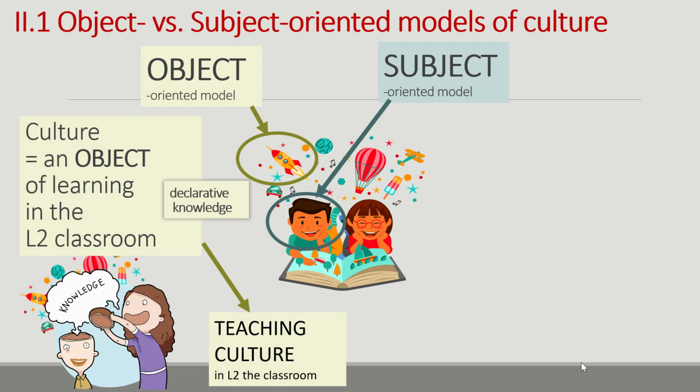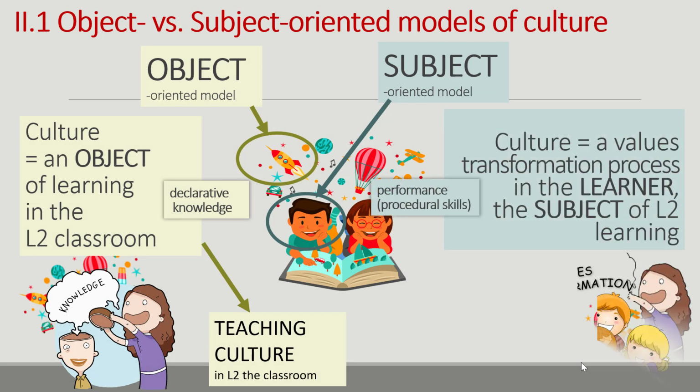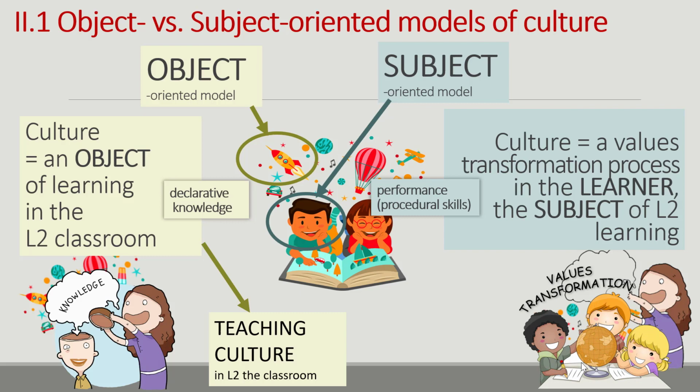The subject-oriented model is oriented toward the learner and their values. This model presents culture as a manifestation of values behind culture-related facts and considers learners' cultural values and identities too. According to this model, through contact with values underlying the target culture, the individual values of the second language learner become the subject of transformation.